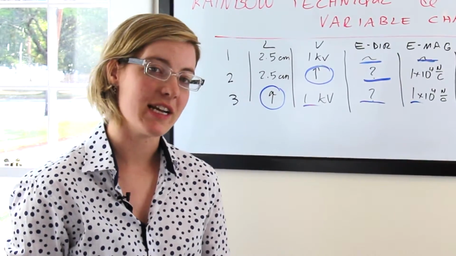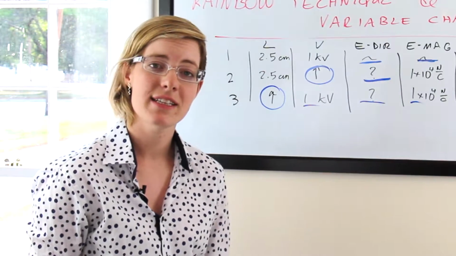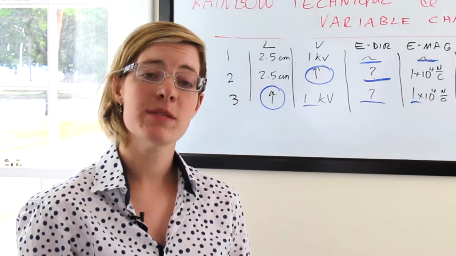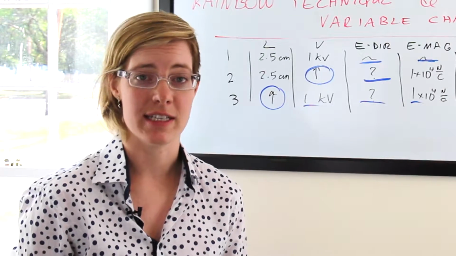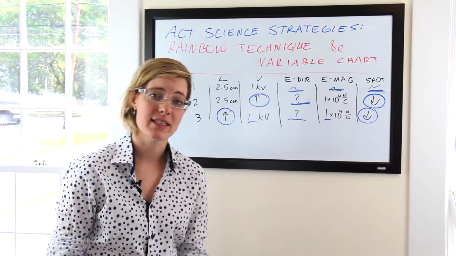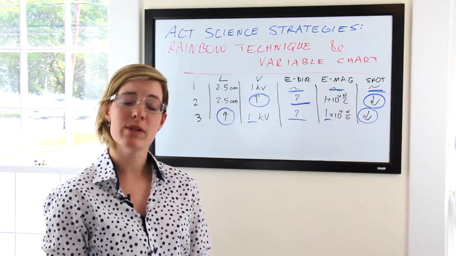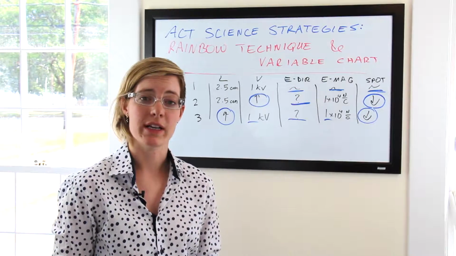Having both the rainbow technique and the variable chart with what you know written in it will help you focus on what's important in each science section, and it will increase your accuracy on each of the questions. Don't forget, you should practice, and you should also remember to adapt each of these strategies to what your method of working is going to be.